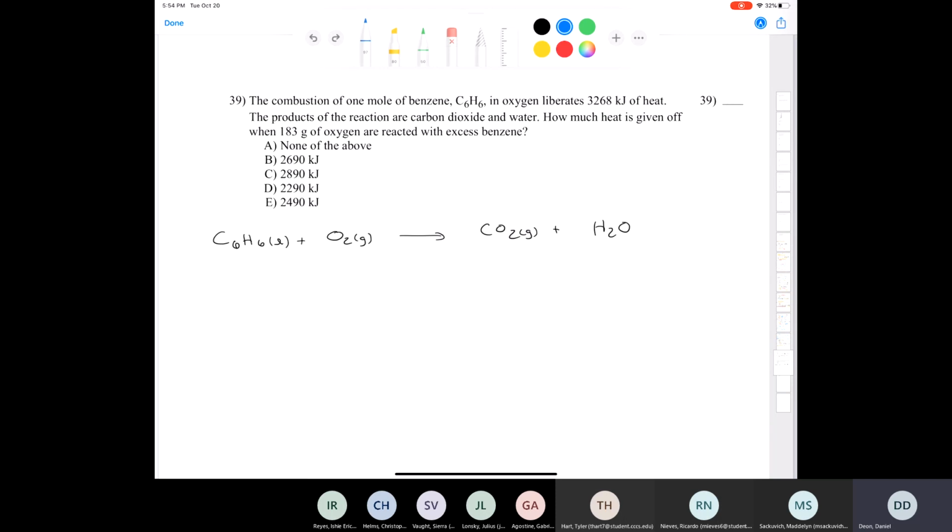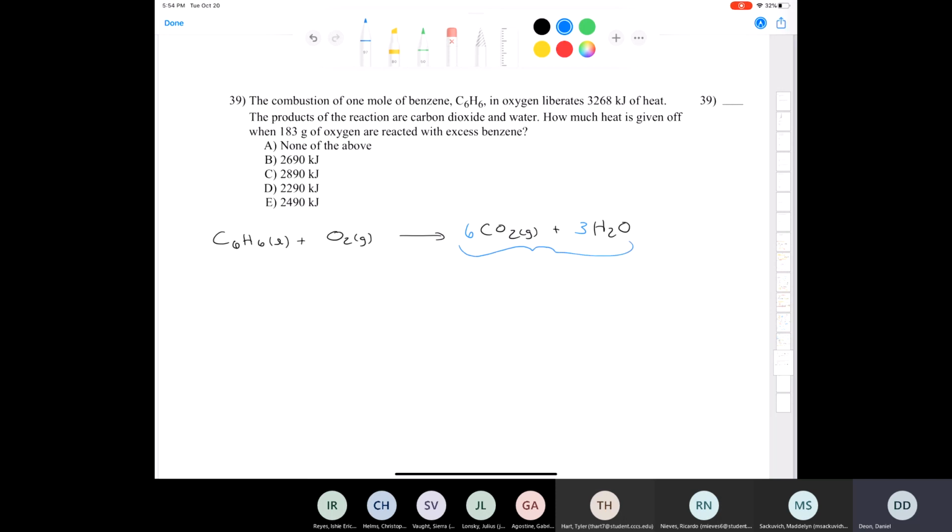Let me show you how to balance a combustion equation. Always start by balancing out the carbon. We have 6 carbons in benzene, so we're going to have to put a 6 in front of carbon dioxide. The second thing you do is balance hydrogens. Here we have 6. Over here we have 2. What times 2 gives me 6? The answer is 3.